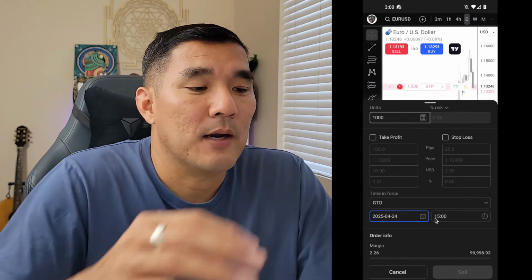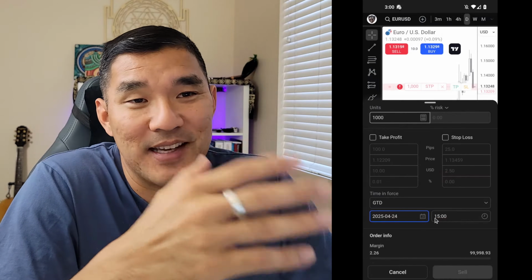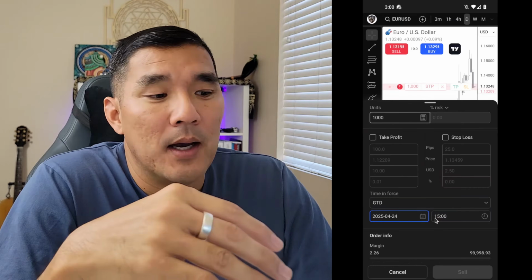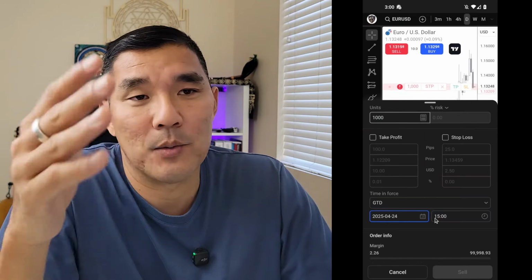Now, if you have one of the lower paid plans, the time that you can set in the future is going to be less than if you have one of the higher paid plans. I think if you have a lower paid plan, it's going to be like 2 or 3 months. If you have one of the higher ones, it can go out way in the future. So just keep that in mind.